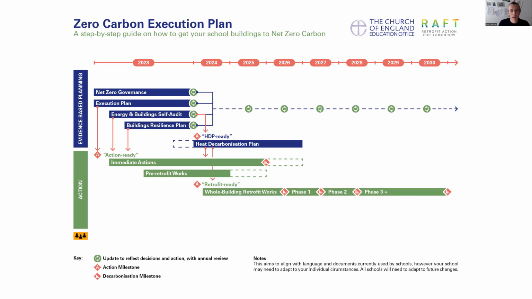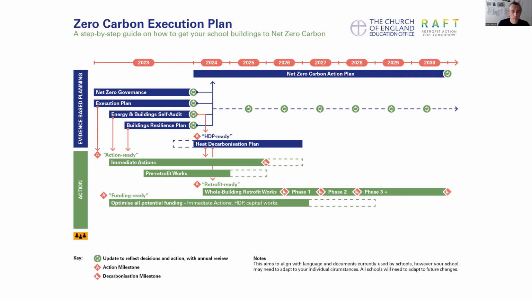Then obviously a heat decarbonisation plan can then feed into being retrofit ready and carrying out whole building retrofit works that may be in a series of phases over time. So we try to show that in this graphic. And then we need to start thinking about a net zero carbon action plan, which basically has all these documents nested within it. So obviously funding is critical, and it's important to optimize all potential funding sources.